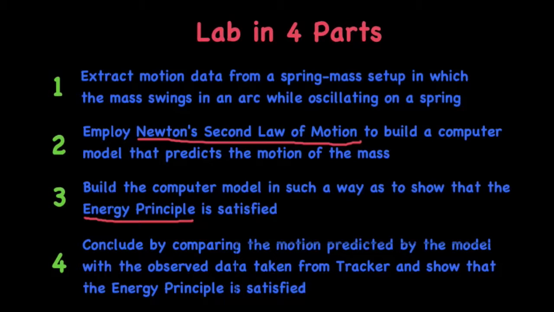1. Extract motion data from a spring mass setup in which the mass swings in an arc while oscillating on a spring. 2. Employ Newton's second law of motion to build a computer model that predicts the motion of the mass. 3. Build the computer model in such a way as to show that the energy principle is satisfied. 4. Conclude by comparing the motion predicted by the model with the observed data taken from Tracker and show that the energy principle is satisfied.